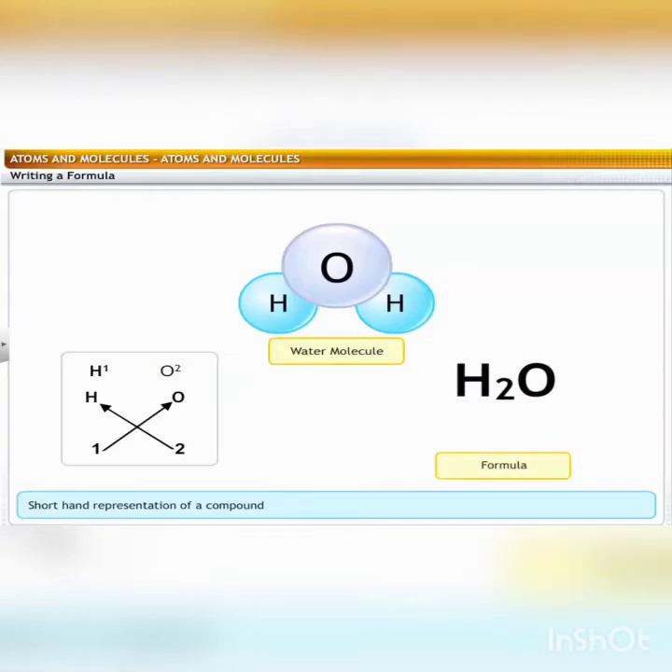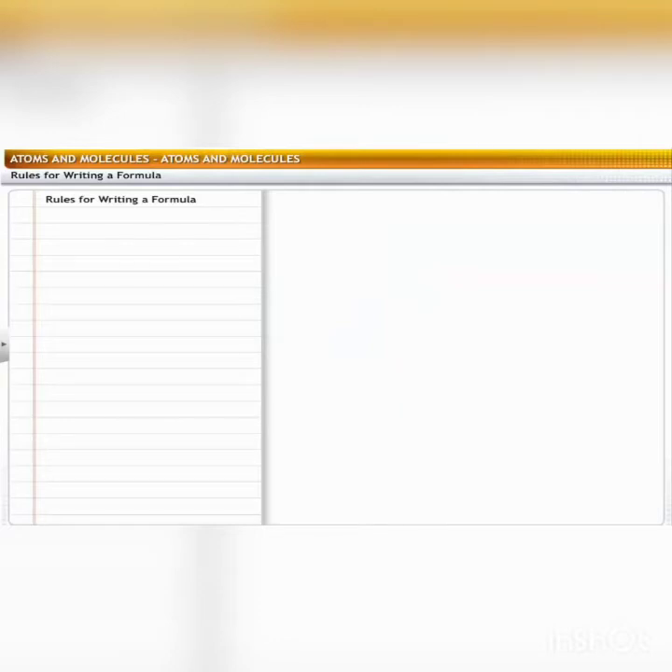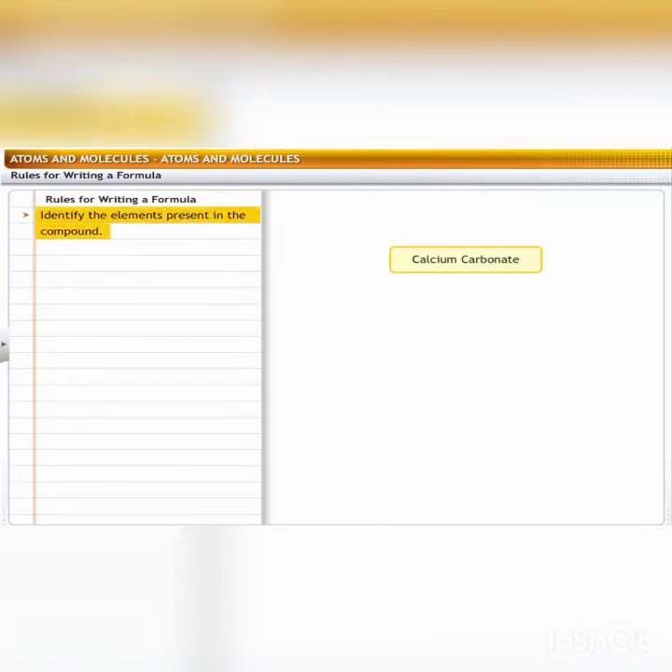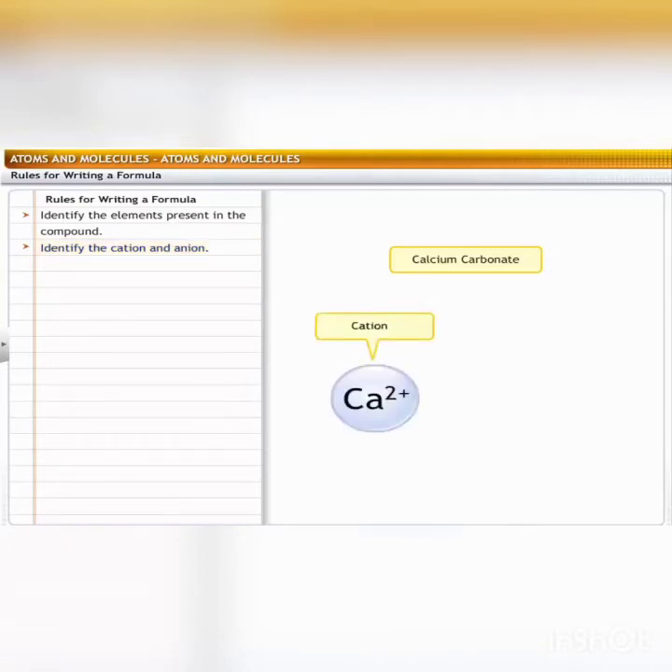Let's learn to write a formula. Children, to write the chemical formula of different compounds, we have to follow some rules. Let us take another example, that is calcium carbonate. First of all, you have to identify the elements present in the calcium carbonate compound. Here the elements are calcium, carbon and oxygen. Next, you have to identify the cation and anion present in the compound. In calcium carbonate, calcium is the cation and carbonate is the anion.